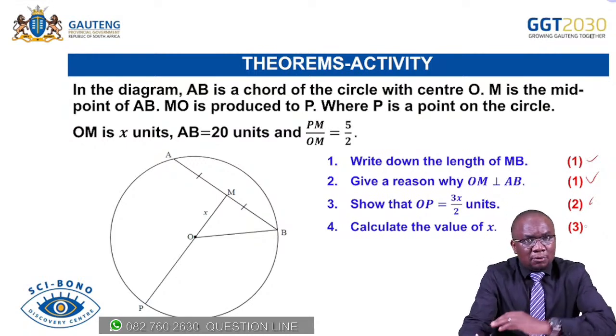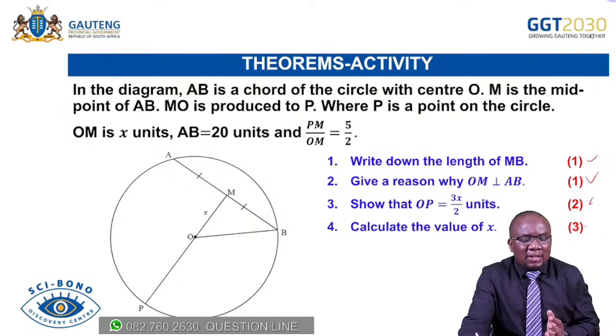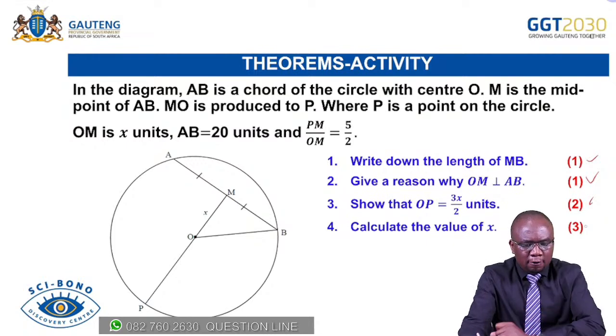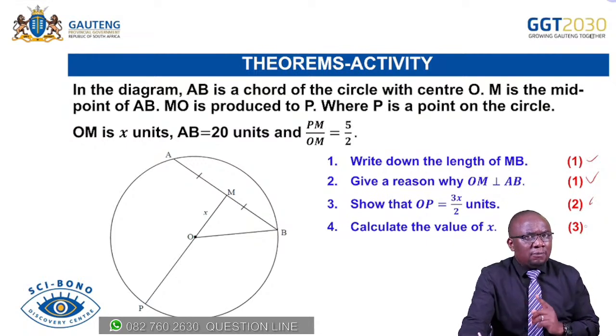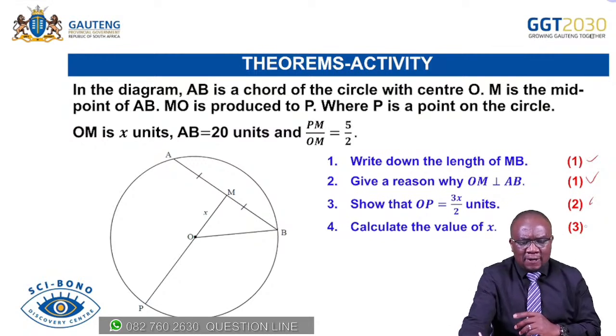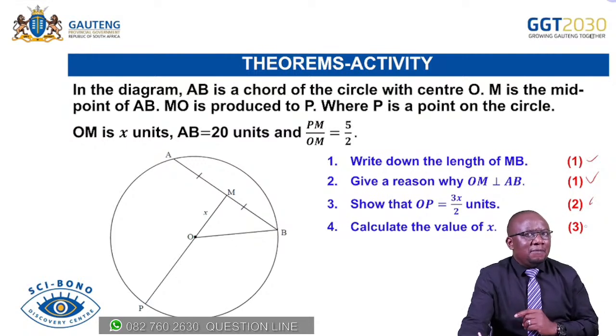I'll read first. In the diagram, AB is a chord of the circle with center O. Center O. What am I talking about here? Chord, center. It's to do with the center theorem. A line drawn from the center to the chord. Something like that. I have an idea. M is the midpoint of AB. You see, the midpoint, the chord, the center, they're coming up.